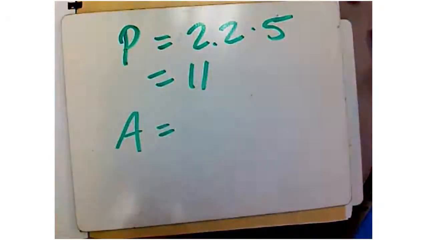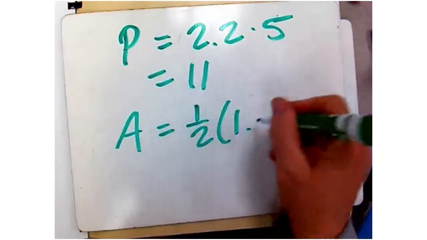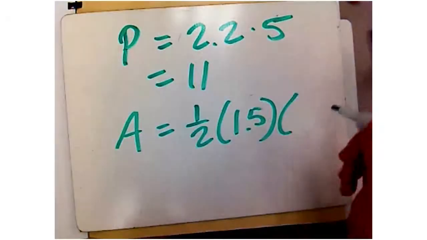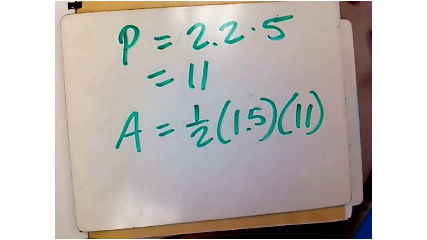Now we should do 1/2 times 1.5 times 11. We could also do 1.5 times 11 and divide by 2. Either way works, doesn't it? 1/2 of 1.5 is 0.75. 3/4 of 11 would be 33/4, which is 8.25.